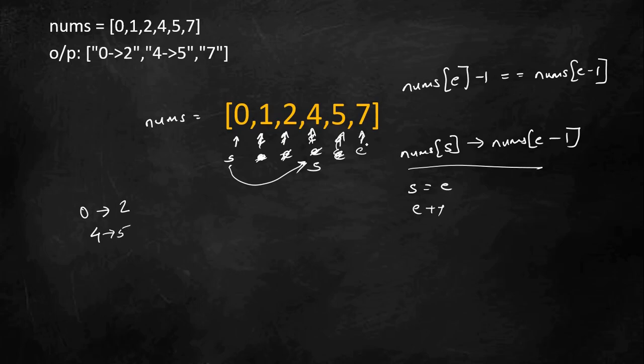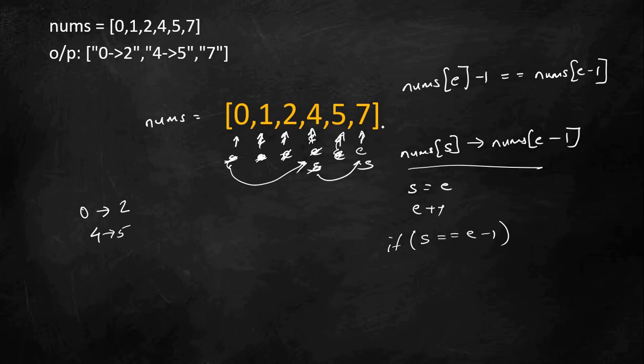Okay, and now since it's broken, again s will come here. And again I will do e plus plus, right? Now when I do e plus plus, it's going out of the range. So I can simply do a check that if my s equal to e minus 1, right.